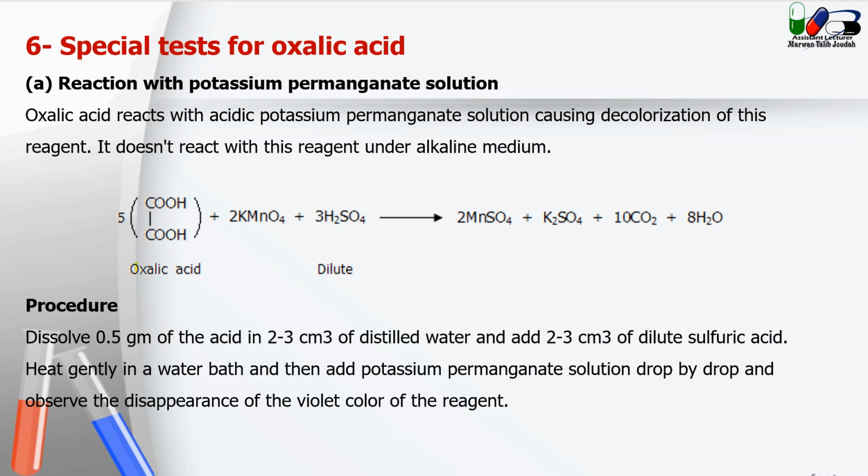This oxalic acid with dilute H2SO4 will give K2SO4, 10 carbon dioxide plus 8 molecules of water. The procedure is simple: 5 grams of the acid with 2 to 3 ml of distilled water and 2 to 3 ml of diluted sulfuric acid. Heat gently on a water bath and then add potassium permanganate solution drop by drop and observe the disappearance of the violet color of the reagent.